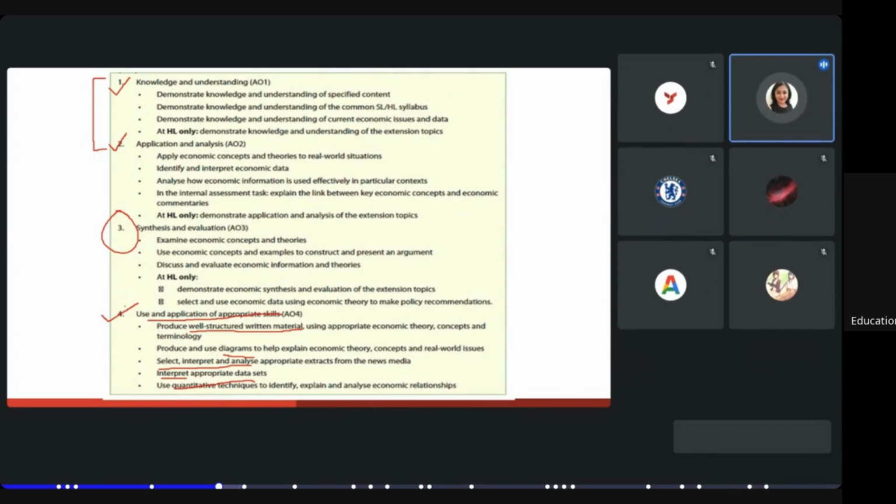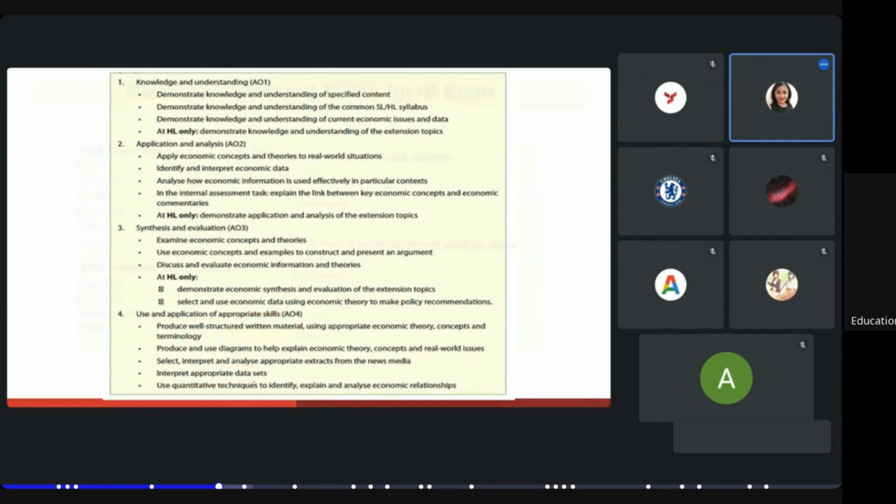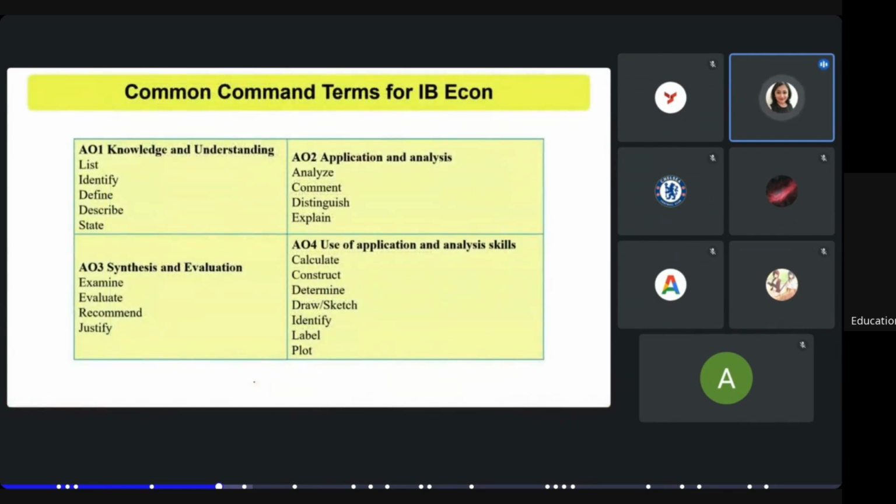I'm not saying ignore AO1, know the definitions, know basic meanings, but AO3 is the one that usually students fall back on. Now, I was just talking about command terms. So this is a bunch of very common command terms only for economics. Every subject has a favorite set of command terms. They are different for different subjects. Where you can find them is towards the end of the economics subject guide.